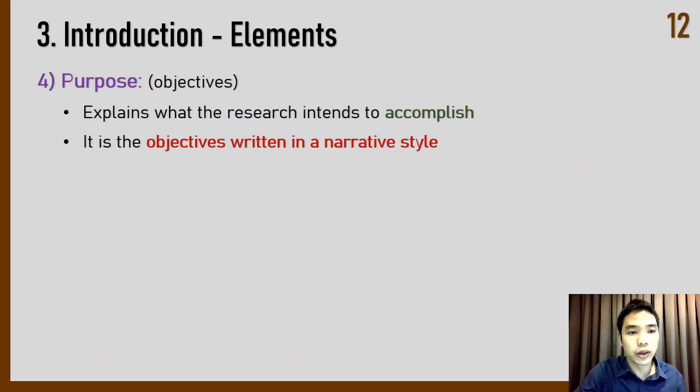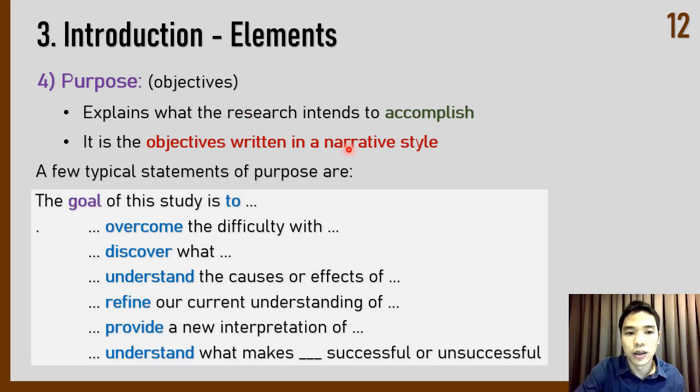You may want to also include the purpose of your research, which is the objectives. This will explain what your research intends to accomplish. And even though we have another section about objectives, it is also good to write it in a narrative style here in the introduction. You may want to follow this template. So you can start with: the goal of this study is to, for example, overcome the difficulty, discover something, understand the causes, refine our current understanding, provide a new interpretation, or understand what makes something successful or unsuccessful.